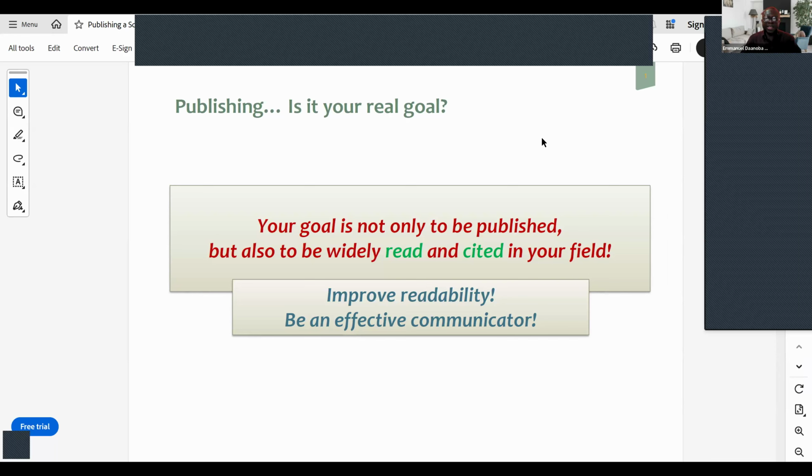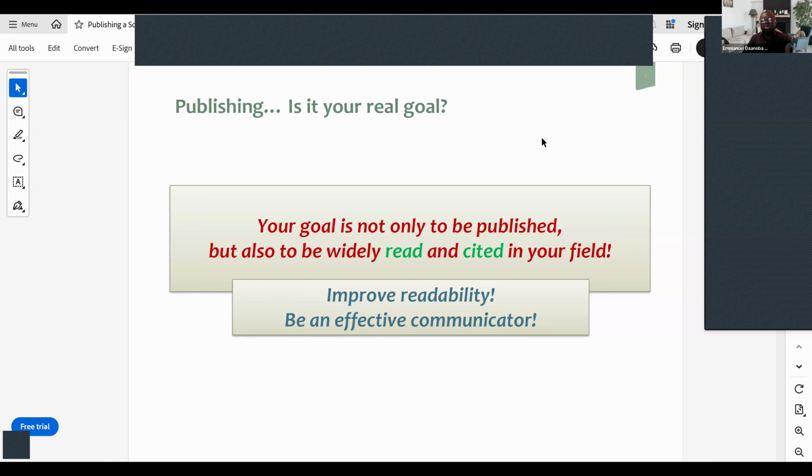As I indicated yesterday, it is one thing doing scientific research, and it is another thing communicating it to the right audience. You need to publish it, let people see what you have done. So your goal is not only to be published, but also to be widely read and cited in your field. That is why you will see a lot of scientists on LinkedIn and other social media telling people about the number of citations they've gotten. Every scientist gets excited when your works are cited by credible sources. It means that you are relevant in the scientific community.